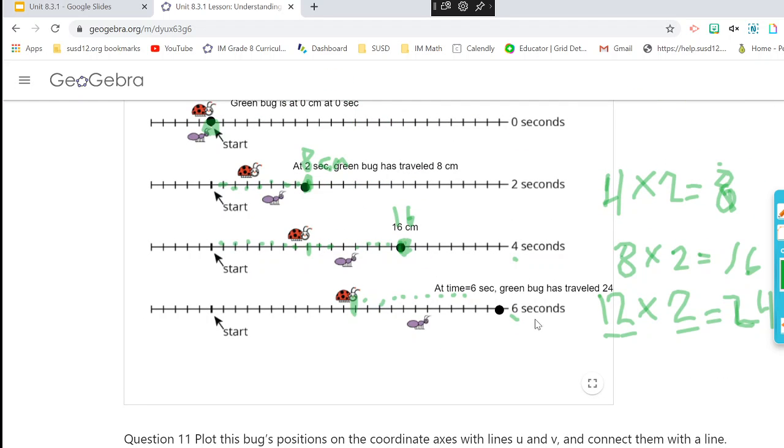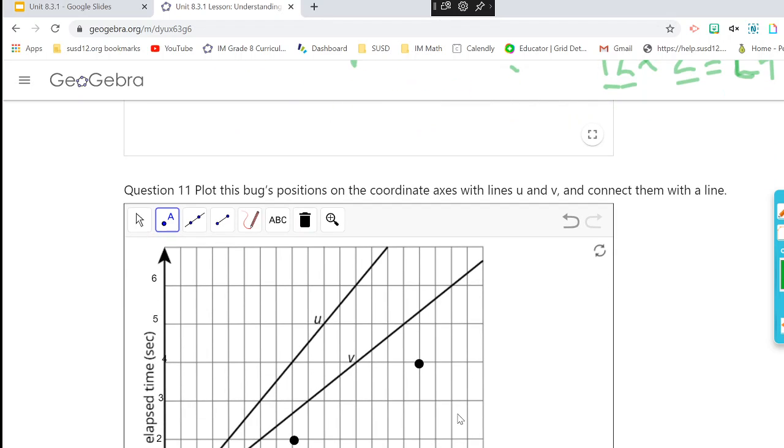And after 6 seconds, green bug has traveled 24 centimeters, which is off our graph. But here is 6 seconds. And then 20, 21, 22. It's going to be like here. Now draw a line connecting these points. And this line should fit all of these if we drew it correctly.